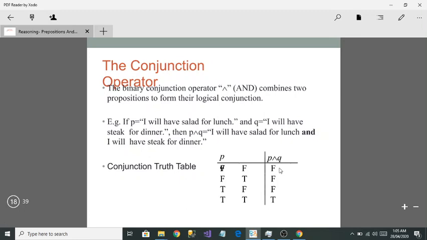So for conjunction it's very important to remember this point. If one is false and the other is true, then it's going to be false. If one is true and the other is false, it's also going to be false. Sorry, it is false, not true. But if one is true and the other one is also true, then it's going to be true. Both propositions should be true, then the answer will be true.